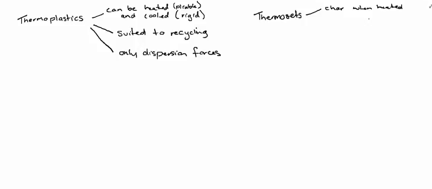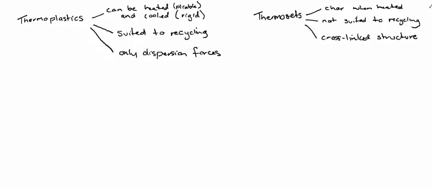Thermosets, by comparison, will not become pliable and melt when heated. If they're heated high enough, they'll just tend to char. Because of this, they're not suited to recycling. This property results from thermosets having highly cross-linked structures. So that means there are other types of links and bonds between polymer chains, giving them these properties.